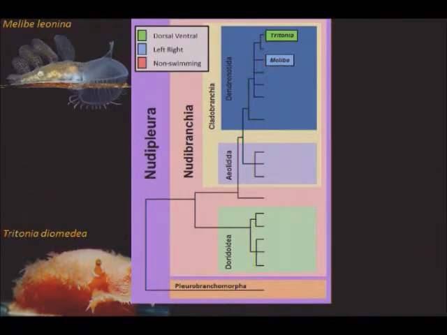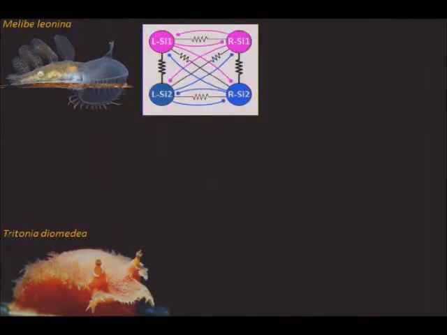So let's talk about what the possible neural mechanisms are underlying these swimming behaviors. So we're first going to compare the differences between Melibe and Tritonia. The advantage of working on these sea slugs is that they have individually identifiable neurons that we can go in and record from for hours at a time and then work out the circuit diagrams. So here is the circuit diagram for the swim central pattern generator. I'll use the term CPG too sometimes.